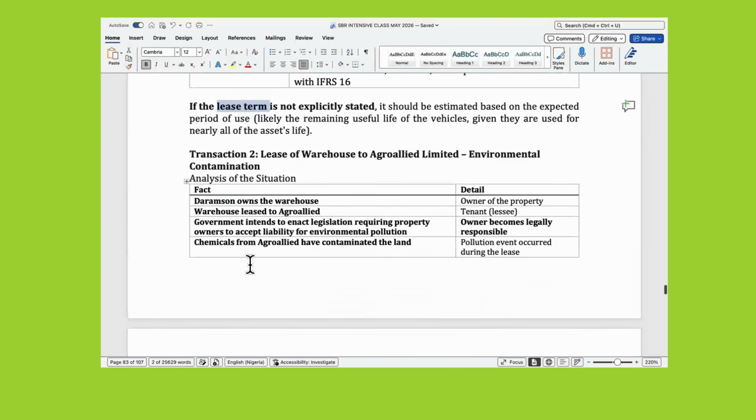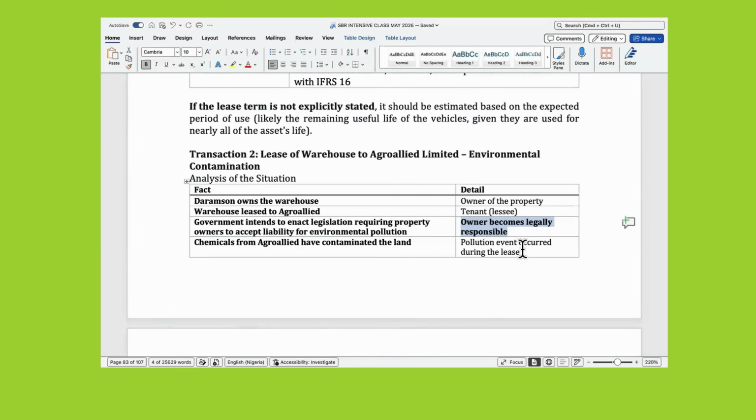So the second one is a lease of a warehouse to Agro Allied. From the case, we saw that Daramola owns the warehouse, is the owner of the warehouse. He leased it to Agro Allied, who is the tenant, and the government intends to enact legislation requiring property owners to accept liability for environmental pollution. So the owner becomes legally responsible for the cleaning up. So chemicals from Agro Allied have contaminated the land.